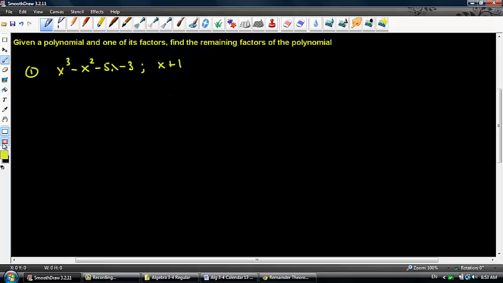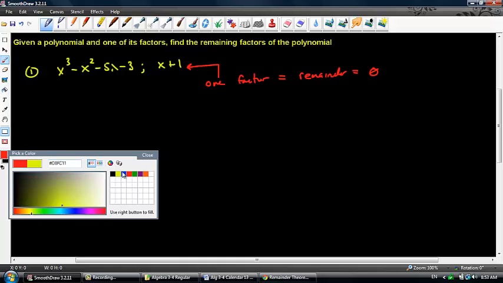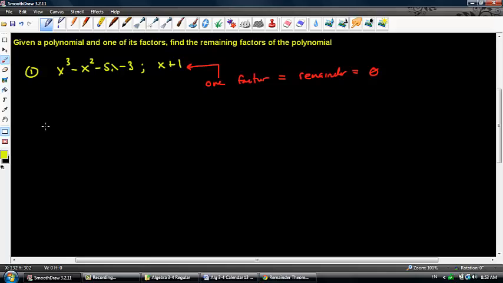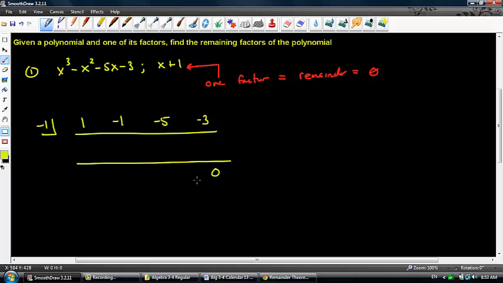Now, they say given one of its factors, so this is one factor. And by virtue of it being a factor, what that means is that there must be a remainder of 0. So when you synthetically divide this thing, you should end up with a remainder of 0. If you didn't, you have done something a little bit wrong. So let's go ahead and expect a 0 here.